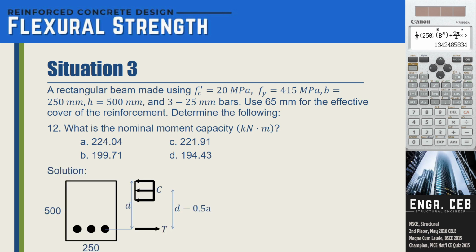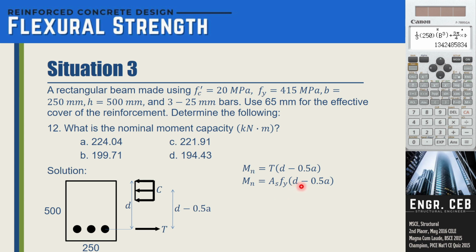The next question is, what is the nominal moment capacity? So we will now start determining the moment capacity. As I have said before, the moment capacity of the reinforced concrete beam is equal to the couple created by the concrete and steel. So we just have to take moment about the centers of the forces. It is either we take the moment about the center of the concrete or about the center of the steel. So Mn, let's say we take moment about the center of the concrete. That is simply T times the moment arm, which is d minus 0.5a. Recall that T is simply the force in the steel, and we have solved that as AsFy.